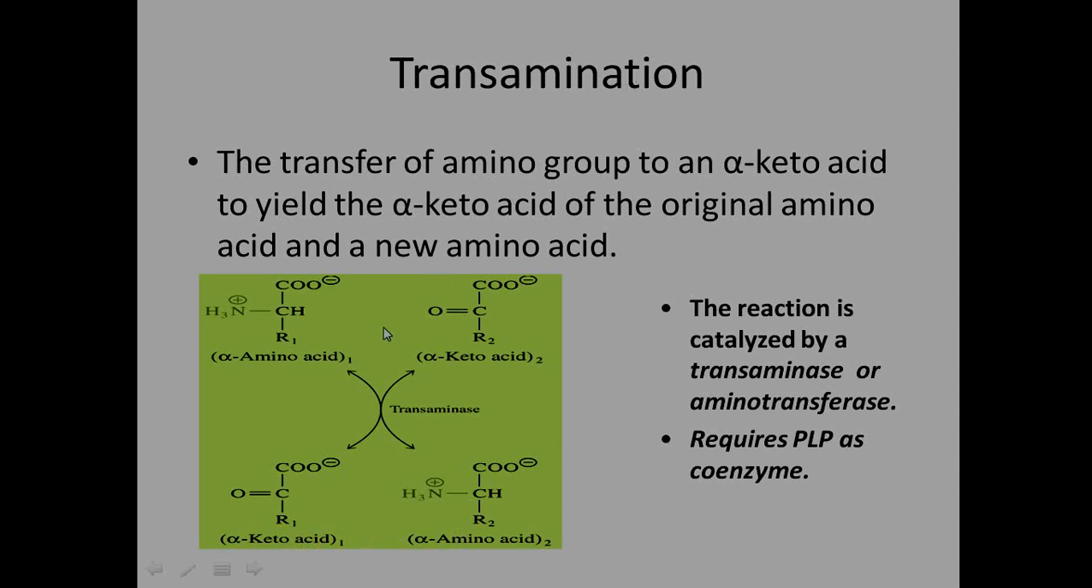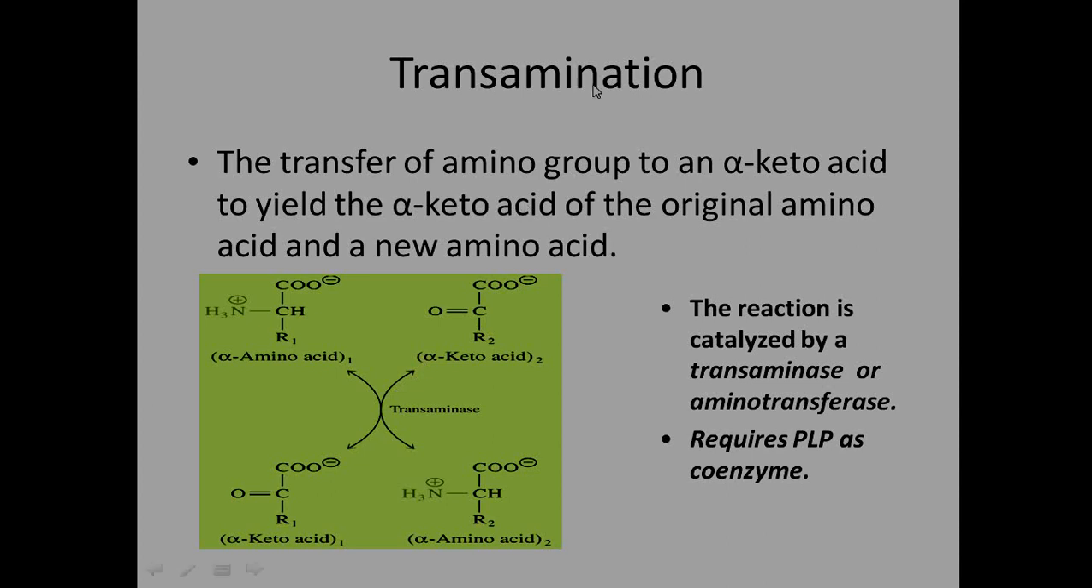Okay, so in transamination, just the transfer of amino group is taking place. From amino acid, the amino group is transferred to a keto acid to be converted into a new amino acid and a new keto acid. There is no removal of ammonia. It involves just the intermolecular transfer of alpha amino group, but not the removal of amino group as ammonia.